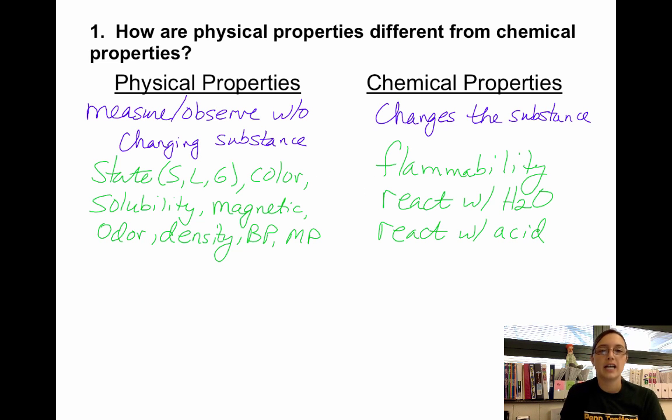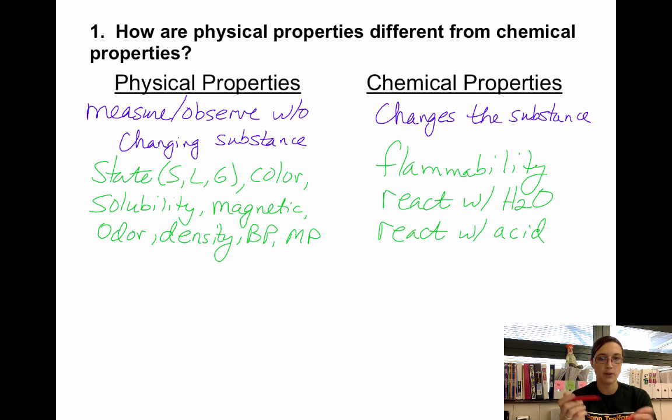So the first thing I want to look at is how physical properties are different from chemical properties. Physical properties are something that you measure or observe without changing the substance. What that means is you're observing something without actually changing what the substance is made of. If I'm observing this pen, I can say this pen is red. I'm not actually changing the composition of this pen. I'm just looking at it.